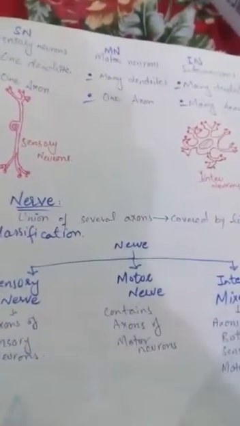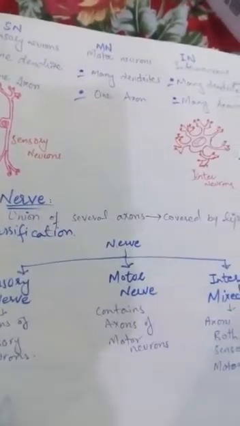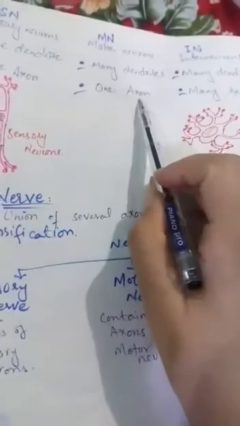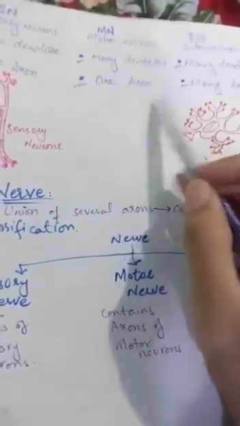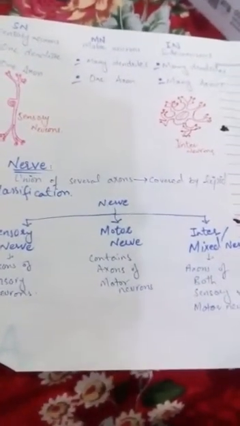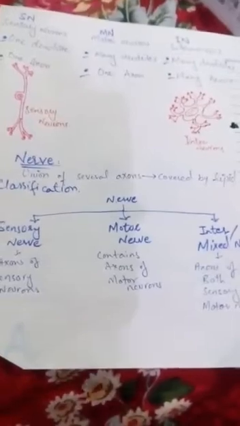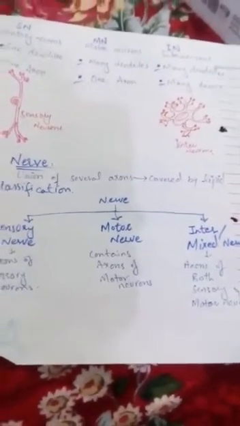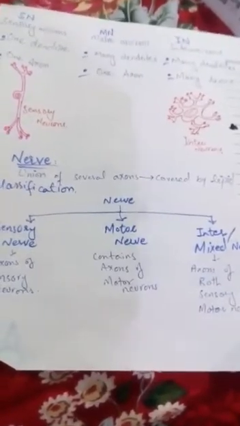And what are dendrites and axons? Dendrites carry the message towards the cell body in the form of nerve impulses, and axons carry the message away from the cell body in the form of nerve impulses. Then nerve. The union of several axons is known as a nerve, which is covered by a lipid layer. Means the covering of the nerves is also made up of lipid cells.